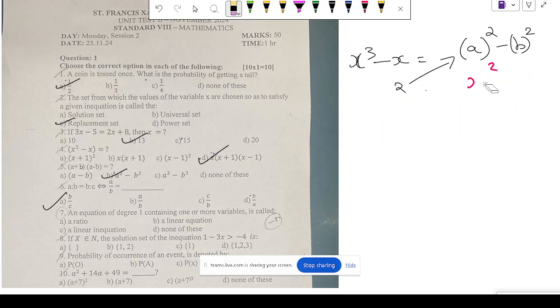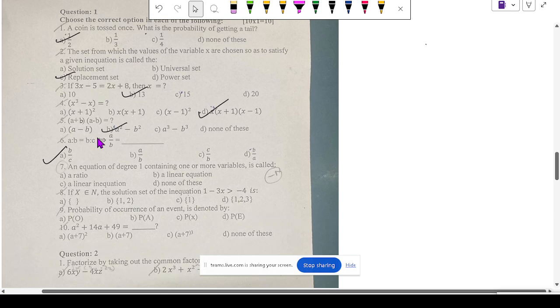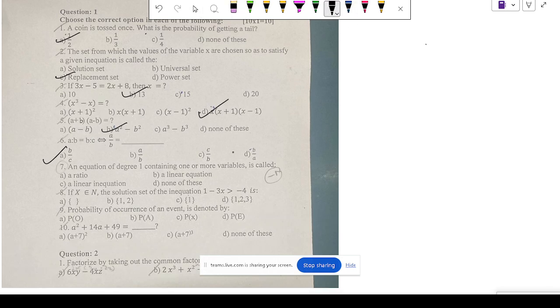Okay, next question. Explain the next one. Fine. Next one, there is a concept. I'll explain that later when Abigail and Bhargavi attend. Sir, for the 7th one, I wrote linear inequation, sir. Okay, linear.